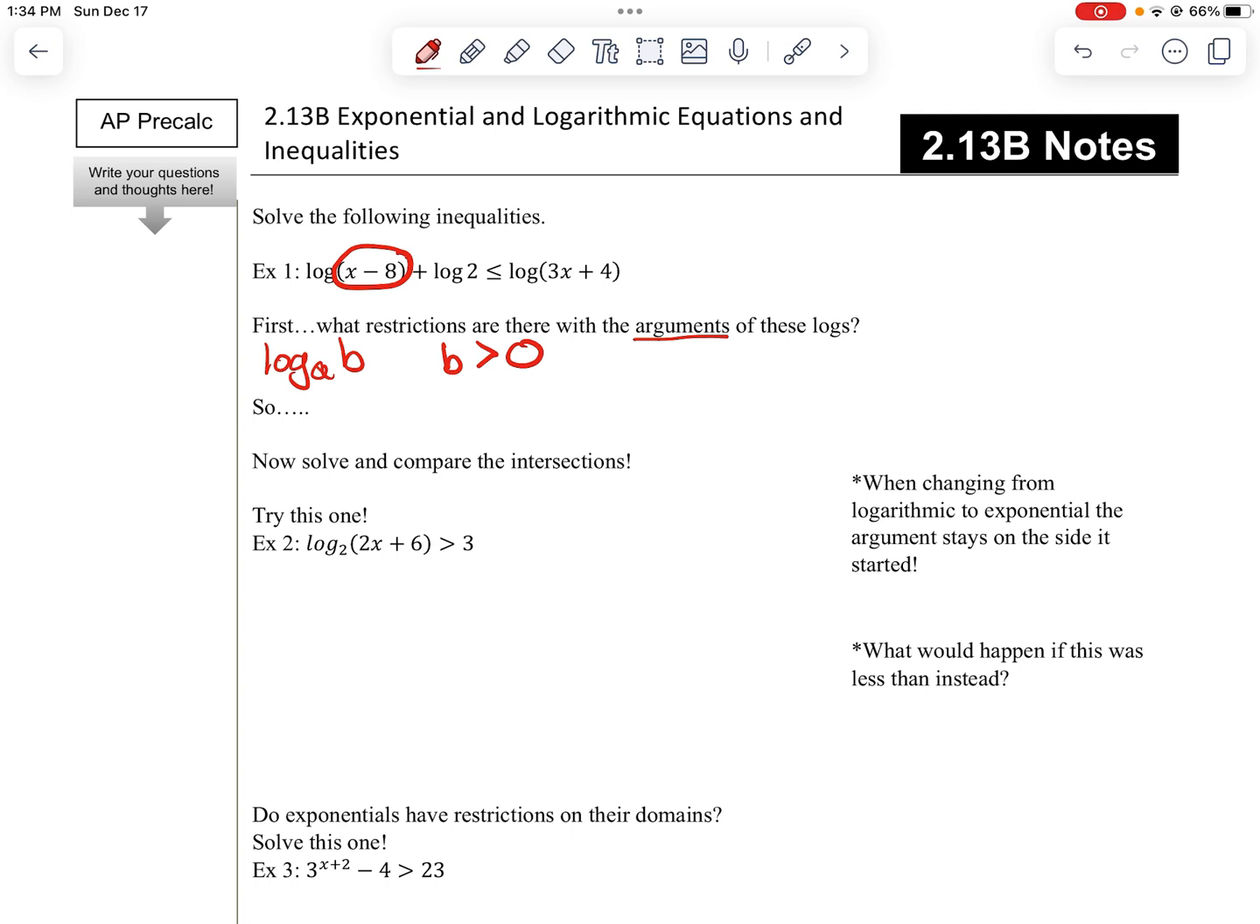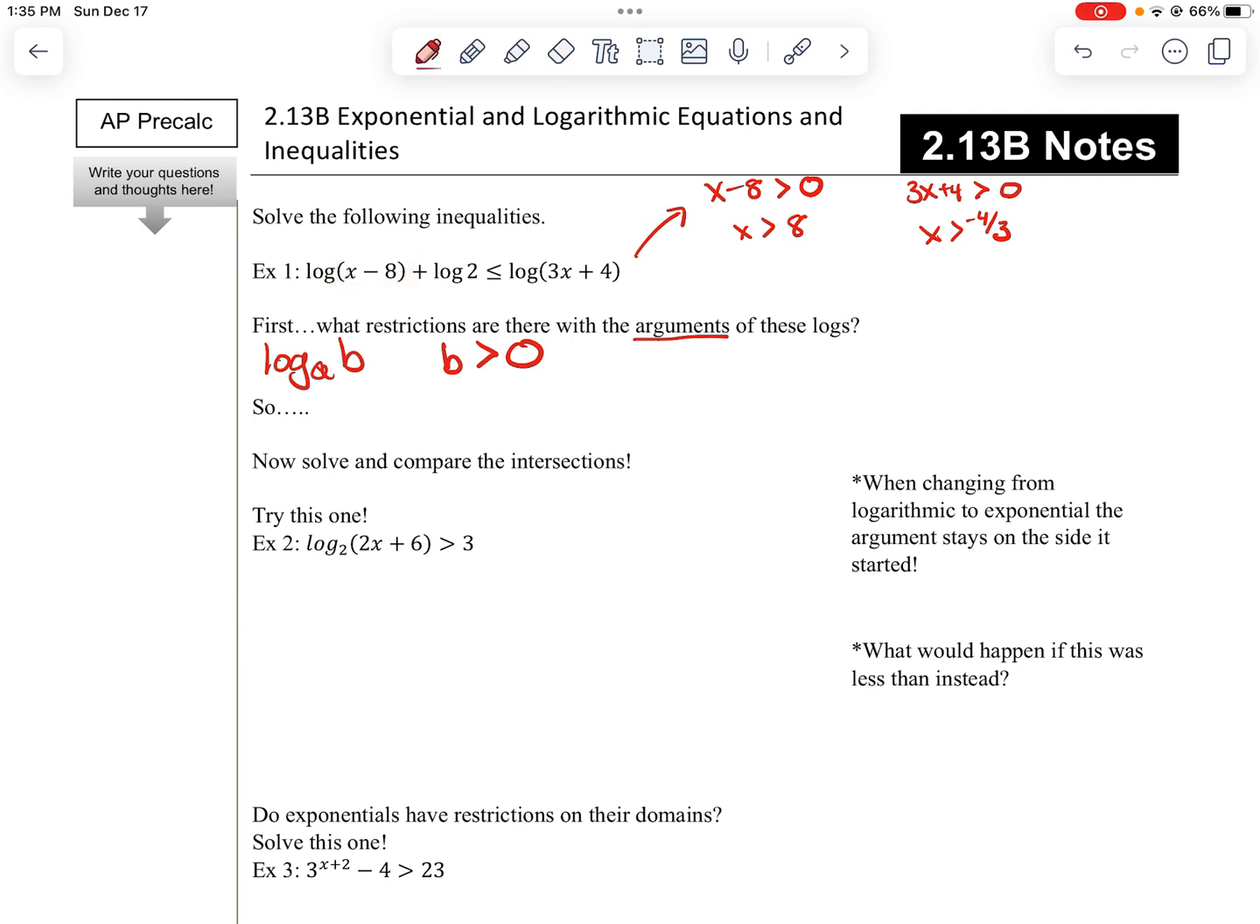So when I first take a look at these logs, I already know that x minus 8 has to be greater than 0, and 3x plus 4 has to be greater than 0. So if I solve this, x has to be greater than 8. Let's see, minus 4 and divide by 3, so x has to be greater than negative 4/3. Okay, so we know those two exist.